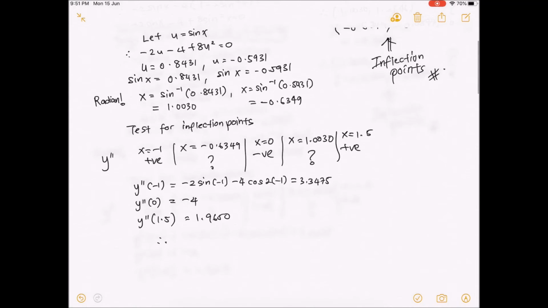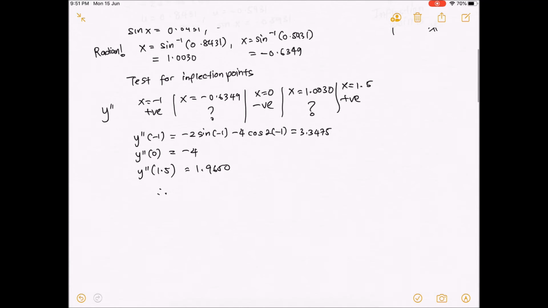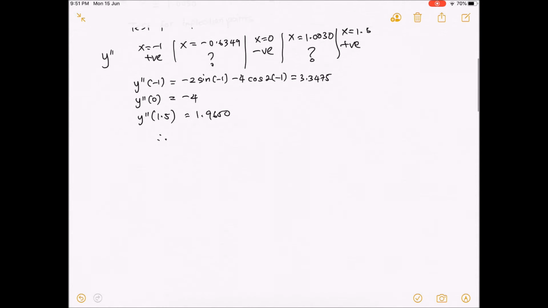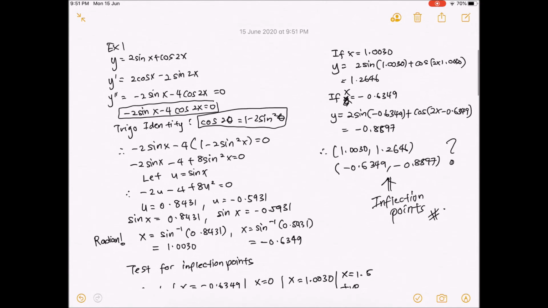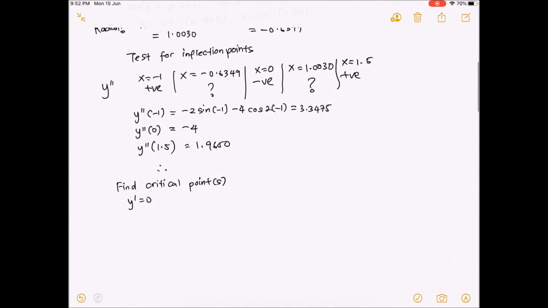Next, we are going to test for critical points, either minimum, maximum, or neither, using both tests, the first derivative test and the second derivative test. First of all, let's find the critical points, which is y prime equals 0. Our y prime just now is 2 cos x minus 2 sin 2x.